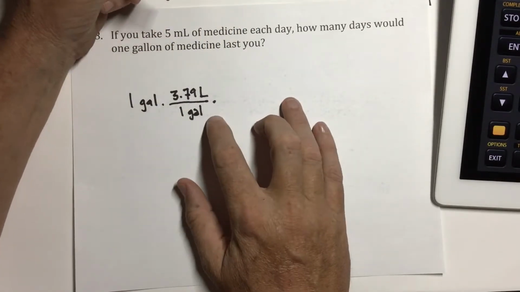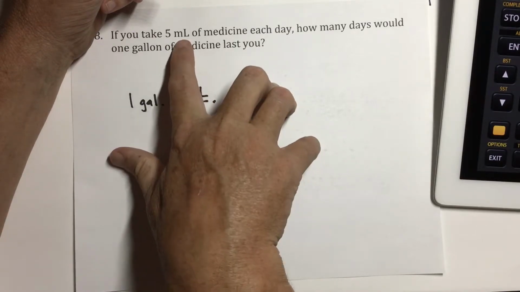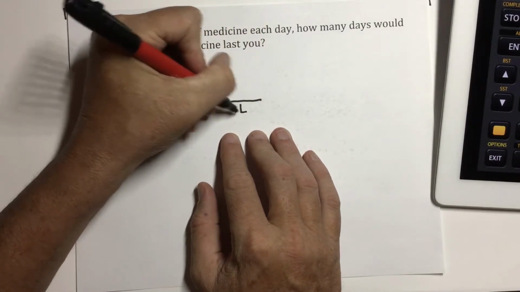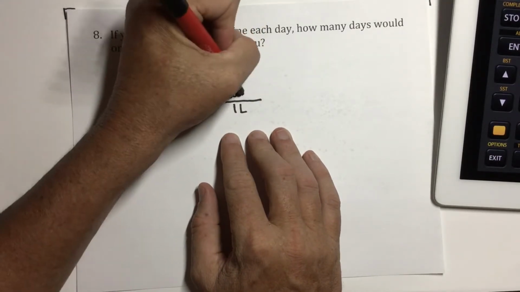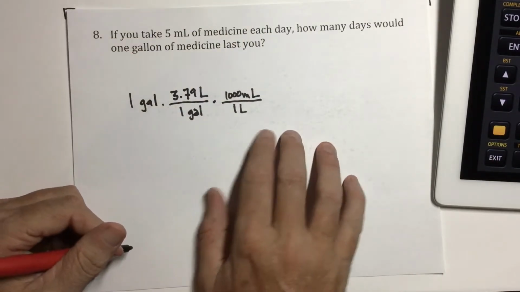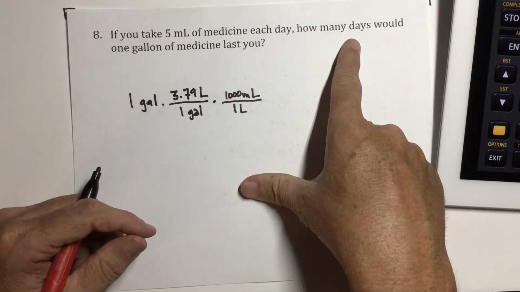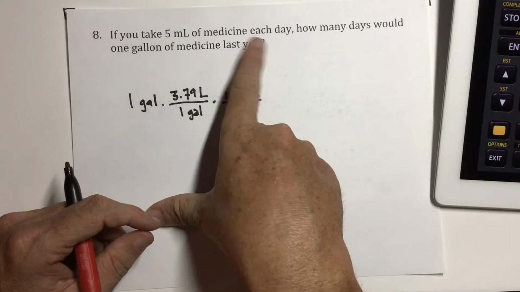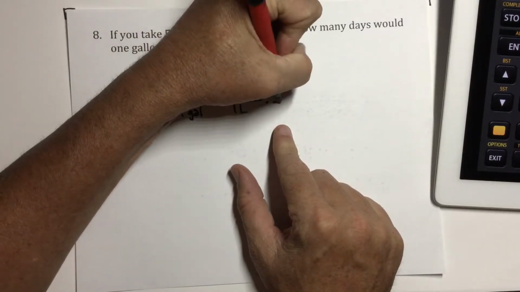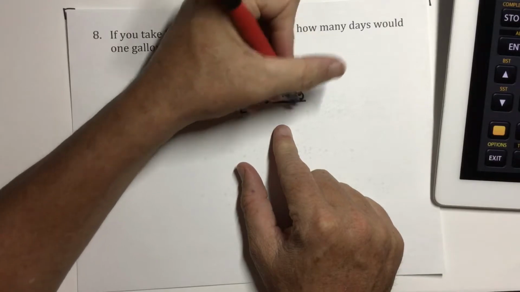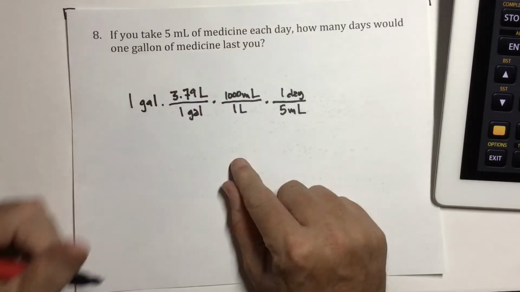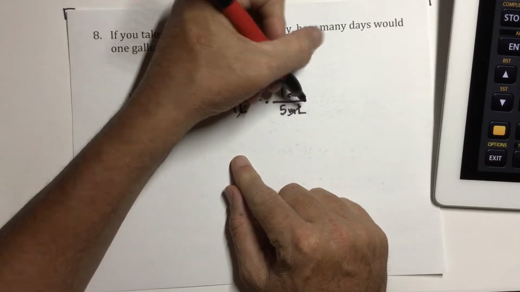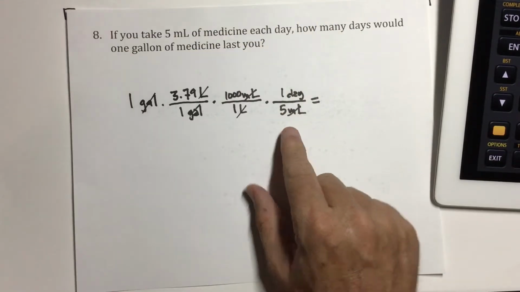Now, just like all the other metric stuff, going from liters to milliliters, that means there's 1,000 milliliters in 1 liter. And I'm trying to get to days. So I've got to go from gallons to days, but I know then that we take 5 milliliters of medicine each day. So 1 day, 5 milliliters. So gallons cancels with gallons, liters with liters, milliliters with milliliters. I'm left with just days. So how many days is this?